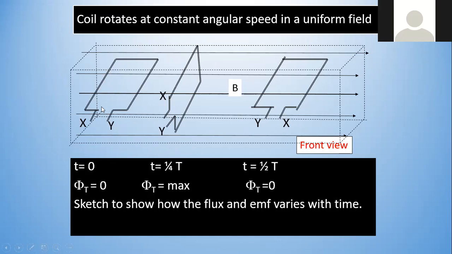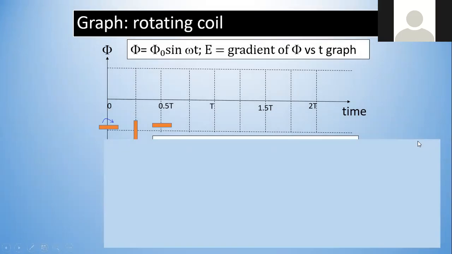Remember, from horizontal to vertical is a quarter of the period. The flux linkage is maximum. Usually we call it phi naught. And then after that it comes down and becomes horizontal again, and the flux linkage equals 0. If you look at the side view, this part is vertical and this part is horizontal again. Previously this is x, now this is x here. That's your front view. So you choose an easy one.